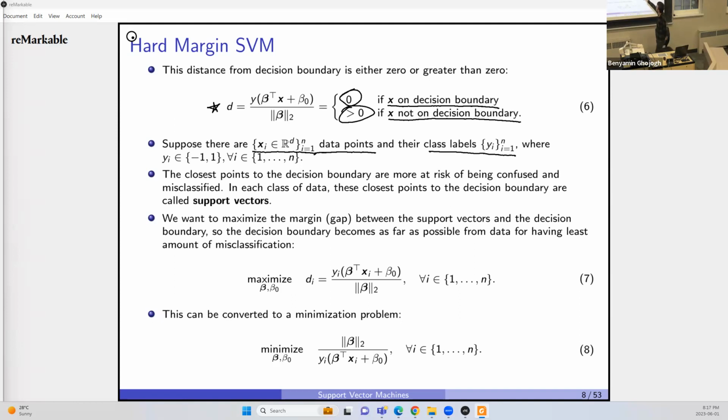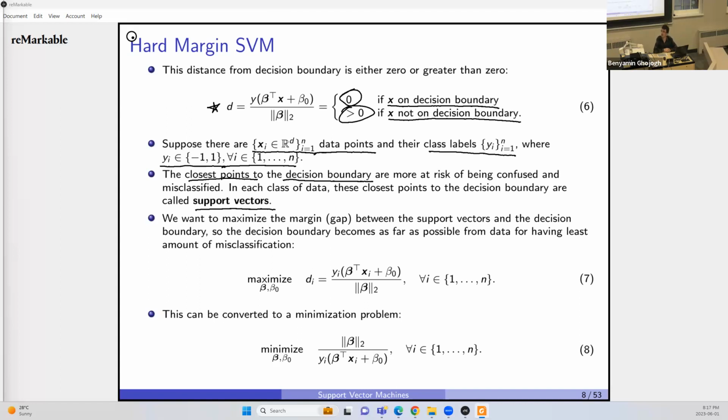Do not confuse this d as the dimensionality of x with the d of distance, okay? Don't confuse. Then also the labels are either minus 1 or 1, for all n points. The closest points to the decision boundary are more at risk of being confused and misclassified. Therefore, in each class of data, these closest points to the decision boundary are called support vectors.